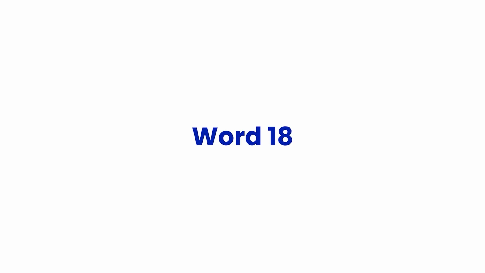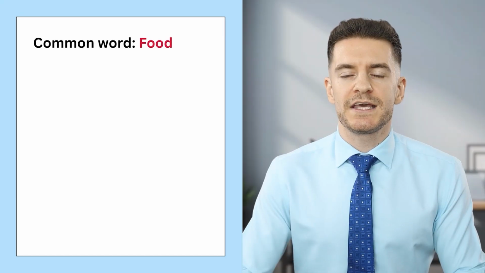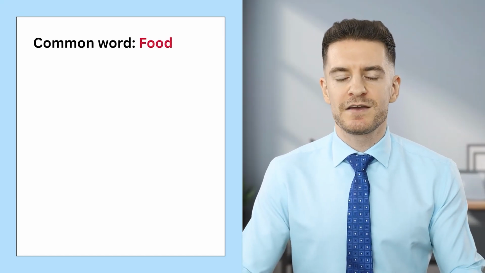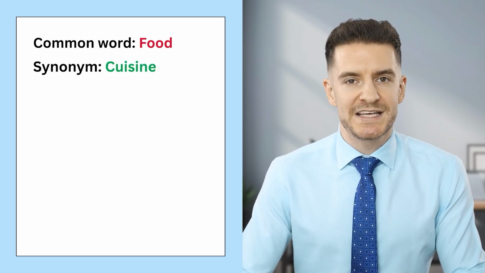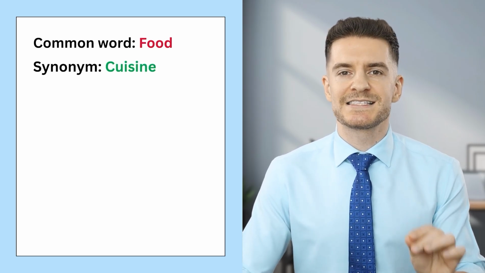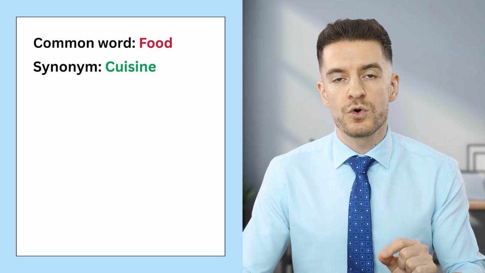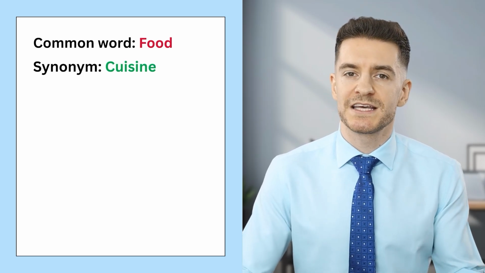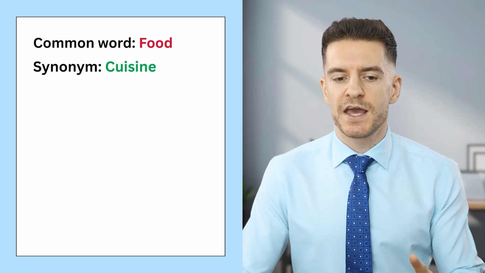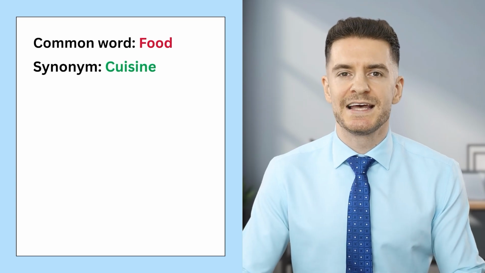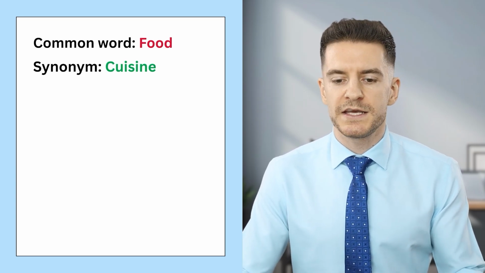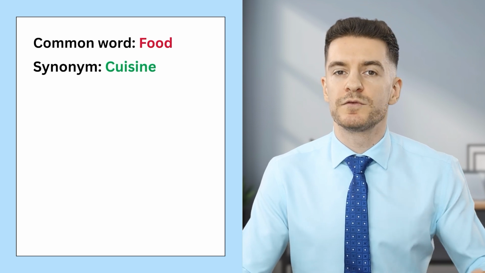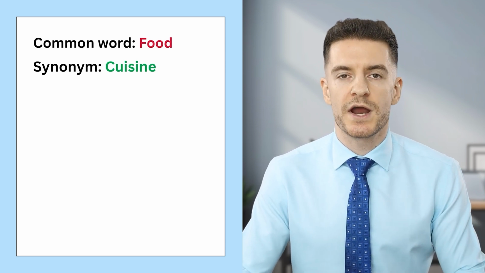Moving to word 18, which is food. Okay, everyone's favorite, food. Instead of saying food, you could use the word cuisine. Cuisine means a style or a type of cooking, especially from a particular country. So just be careful. Cuisine doesn't have exactly the same meaning as food. Cuisine means a style or a type of cooking. So just be aware of that.